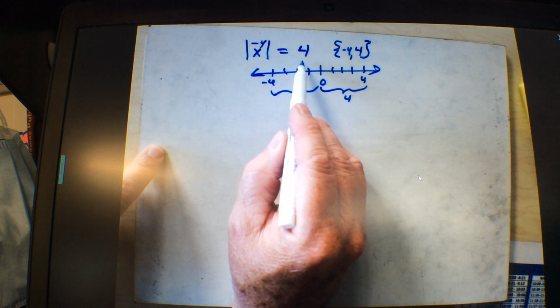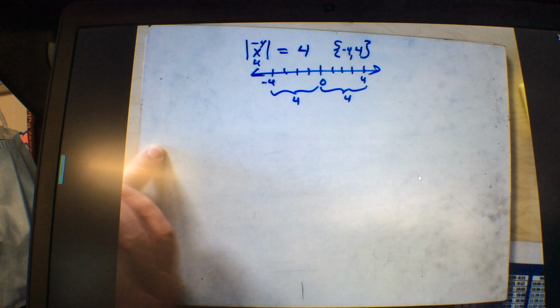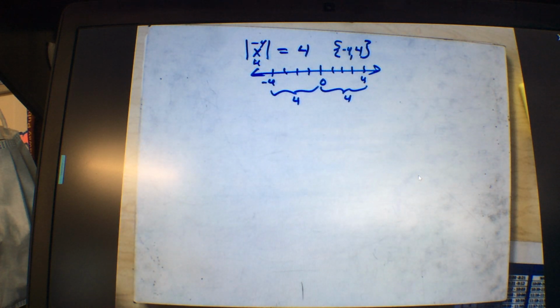Isn't that what it says? Yeah. Okay, if I put 4 in here, what's the absolute value of 4? So they both work, don't they? Yeah, okay, I see that. All right, so the point of this is no matter what's in that absolute value, right? It can be positive or negative, right? There's a quick way to do this.